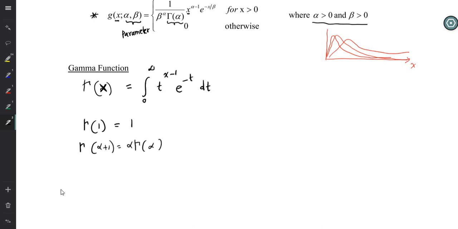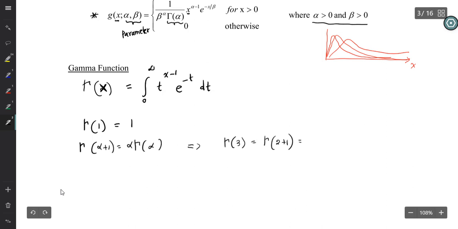Let's try an example. If you have gamma 3, how do you do that? Now your alpha plus 1 is 3, which means alpha is 2. So this is the same as 2 plus 1. So gamma at 3 is the same as 2 times gamma 2. You can see that the value keeps decreasing again and again. And gamma 2 is what? Gamma 2 is 1 plus 1, so you get 2 times 1 times gamma 1, which is 1. We know from the definition gamma 1 is 1, so the answer is 2.